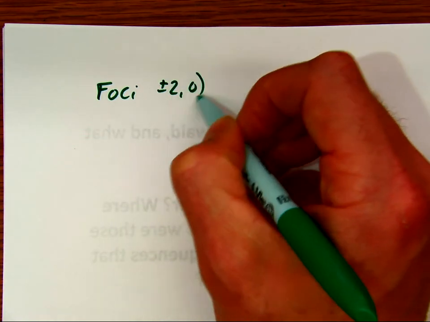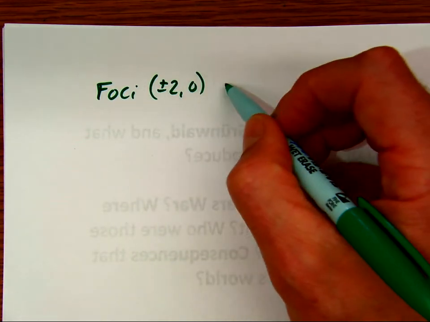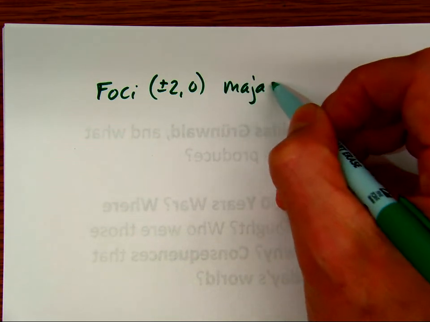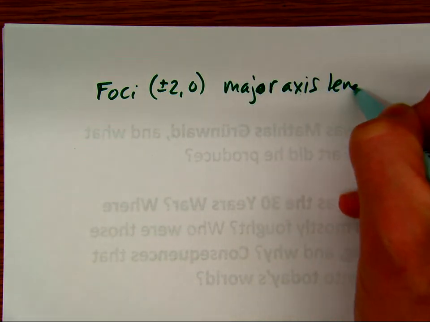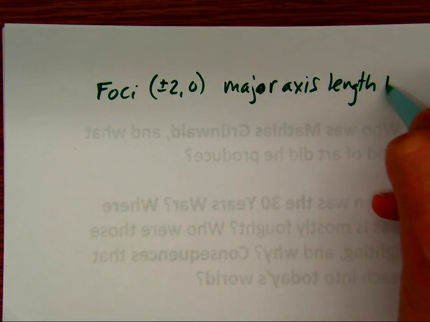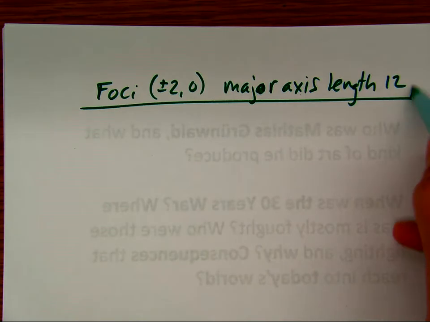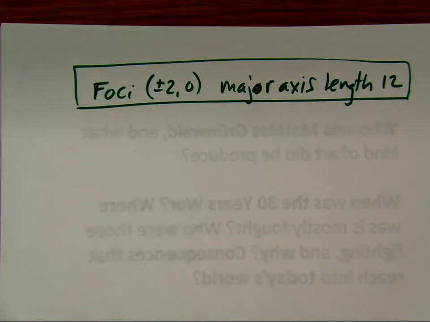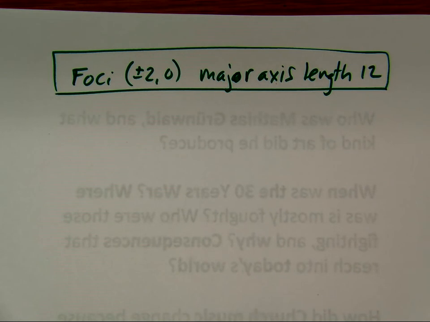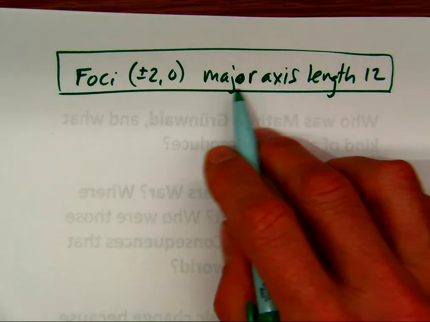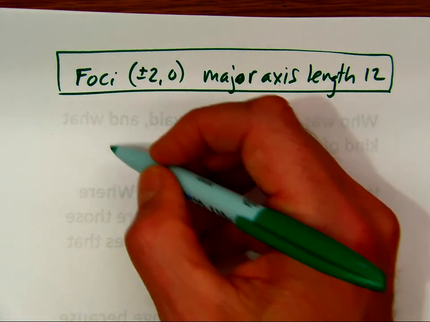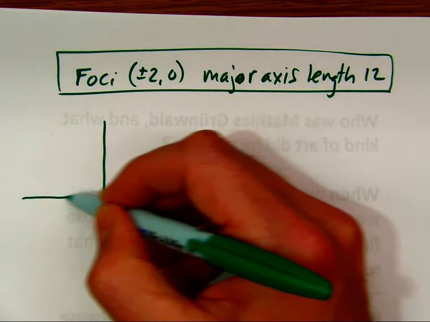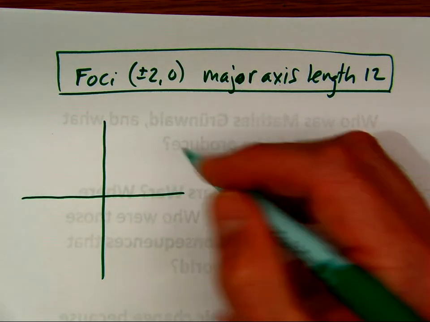Same question. But here we just get tested on the vocabulary. Major axis of length 12 and the foci. It really ends up being the same information, same problem.